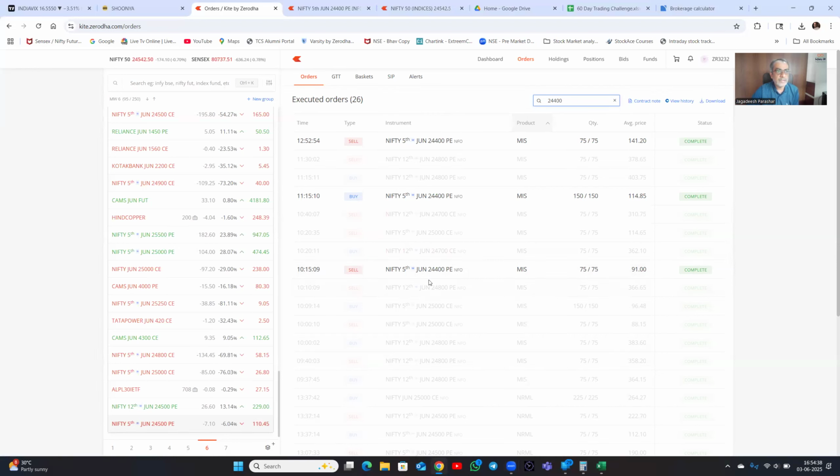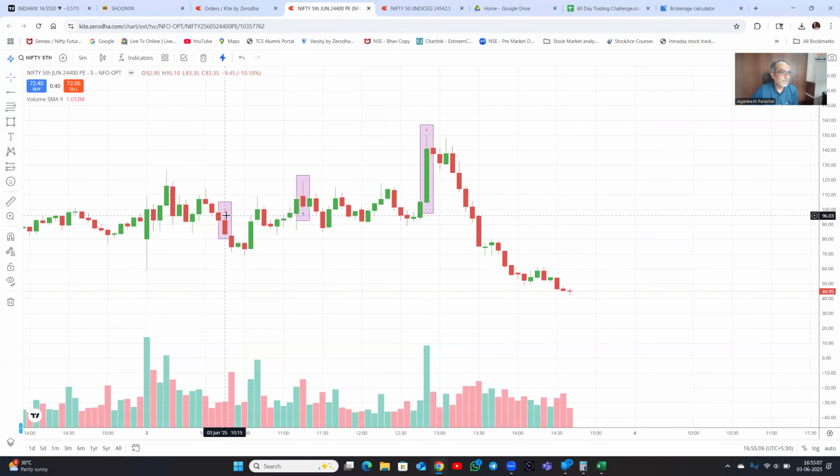So as you see here, in the morning at 10:15, we sold the 24,400 put, which means our view was that the market is going to go up. But by 11:15, we had to exit the trade, and you see the quantity here is 150. Here, the sold quantity was 75. We covered that quantity over here, and also we took a long side, and then we exited at 12:52 p.m. And if you see the chart, this is the 10:15 candle. This is where we entered into the trade, as you see the arrow mark over here. And this is the entry candle.